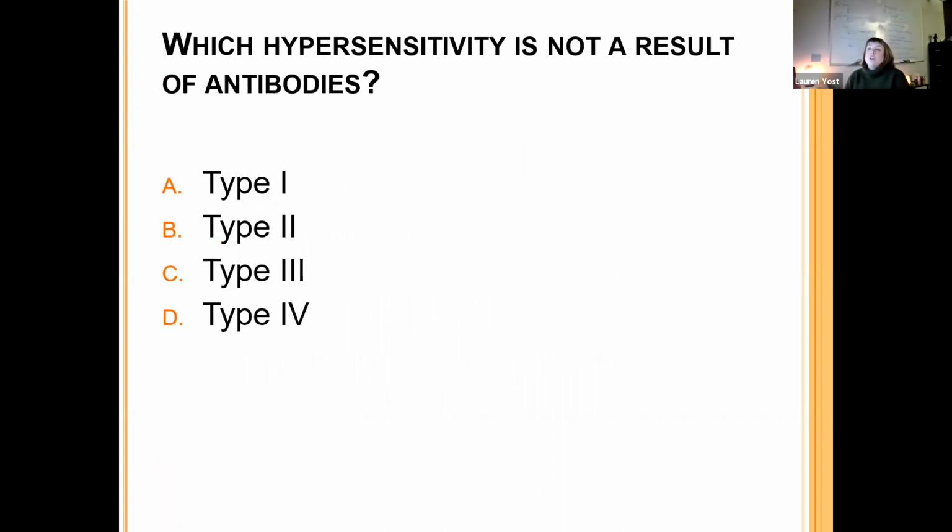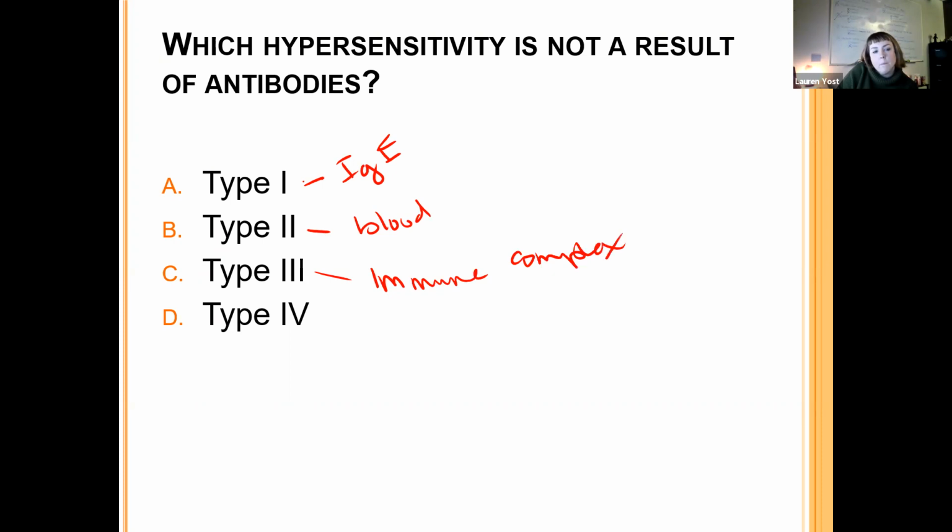So which of the following is not a result of antibodies? We know IgE is for type 1, that's a regular allergy, what we think of with an allergy. Type 2 was the blood group thing, where we have antibodies like anti-A. Type 3 is where the immune complexes come in. And then type 4 is the cell mediated, and we're talking about T cells mostly, right? So the answer would be D.